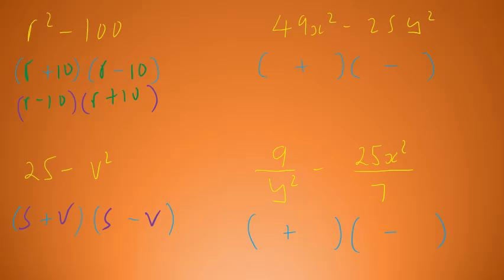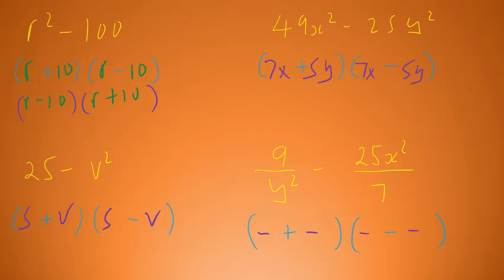So square root of 49 is 7, so put a 7 there, 7 there. Square root of x squared is x, so put an x there, x there. Square root of 25 is 5, 5 there, 5 there. Square root of y squared is y. And you can see that although it looked a bit complicated, to be honest with you, it isn't. Yeah. So I'm just going to get this ready so I can put my fractions in.